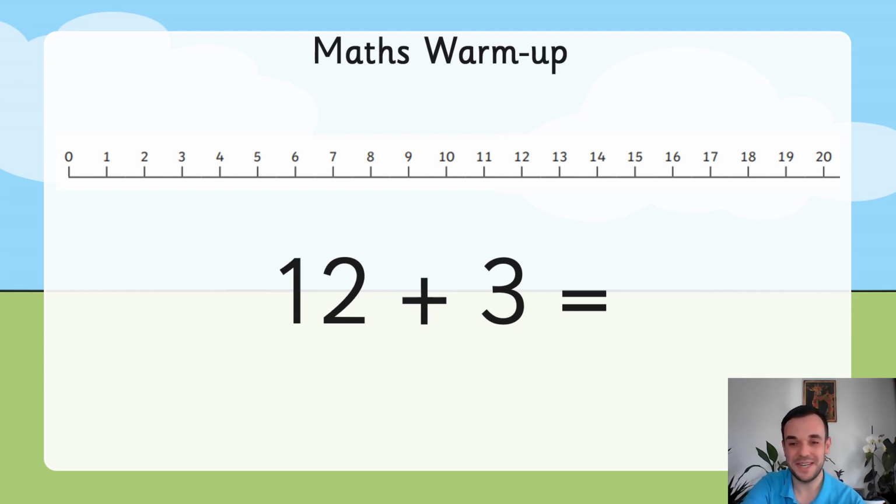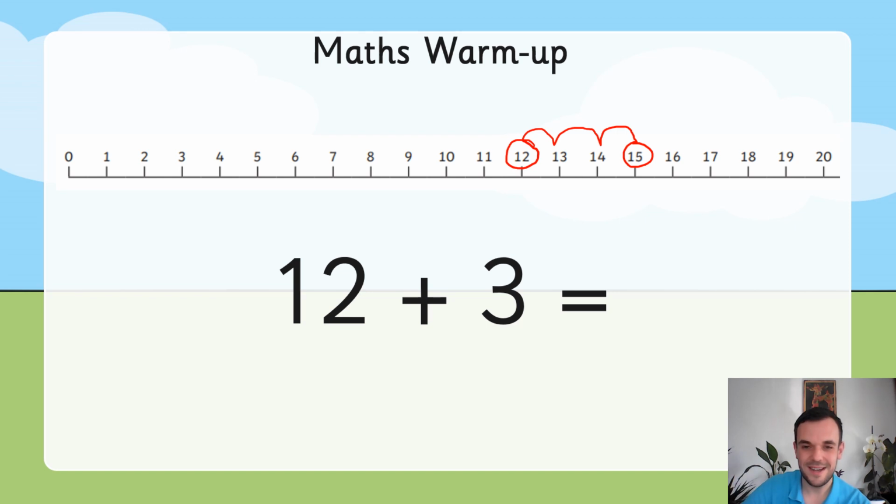Okay, has everybody now found the answer? So 12 add 3 equals. The first thing we need to do is find 12 on our number line. A 1 with a 2 makes 12, and we're going to put a circle around it. There's our 12. Then we need to jump along 3 places to add 3. Are we ready? 1, 2, 3. And we're going to put a circle around our answer. A 1 with a 5, which is 15.